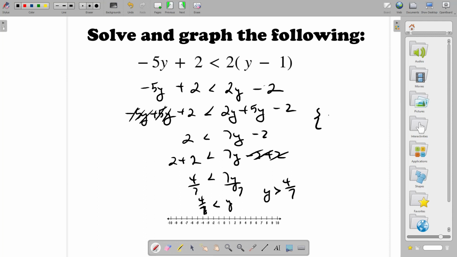Set builder notation, set of all y such that y is greater than 4/7. +4/7 would be somewhere in here. Everything larger. So we have an open circle since we're not including. So our interval notation, we're not including 4/7, and we're going to +infinity. And then again, you may see this drawn with a parentheses instead.